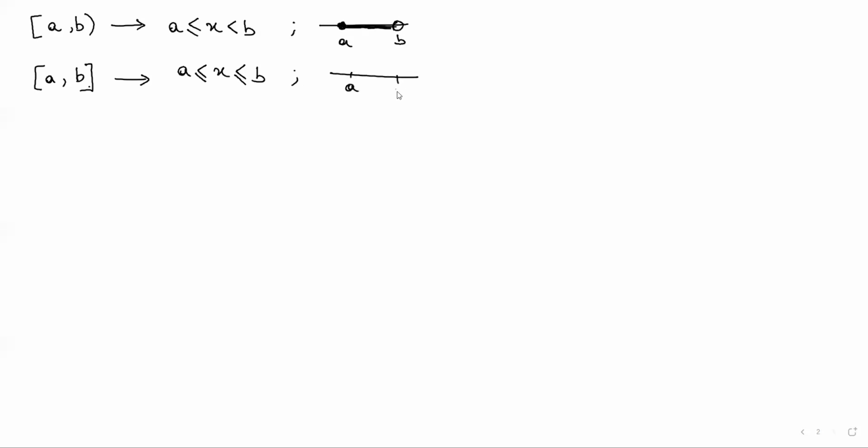Here you will be including both the values A and B, as well as all the values in the middle. Now, since this is closed at both ends, that means both the values of A and B are included, hence this is called a closed interval.